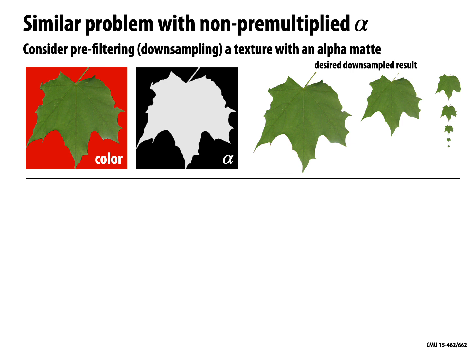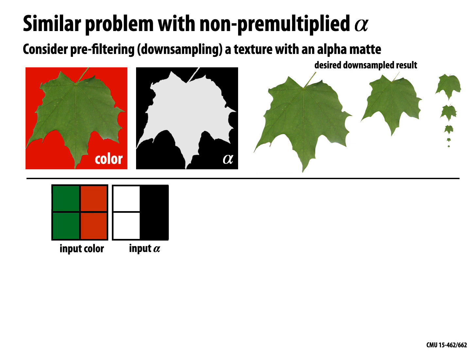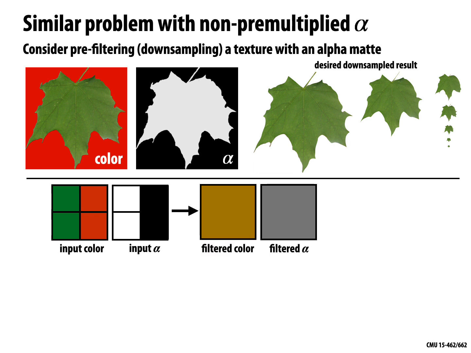Well, let's see. If we're right next to the edge of the leaf, then the input color might look like this. We have green pixels on one side, we have red pixels on the other. The input alpha is 100% opaque on one side, and completely transparent on the other. If we just go ahead and in a completely naive way filter the color, so we just take the average of the 4 color values, we'll get this murky brown color. If we take the average of the 4 alpha values, we get a 50% opacity. And then if we take this murky brown color and composite it over the white background, like we see on the upper right, we're going to get this kind of yellowish color.